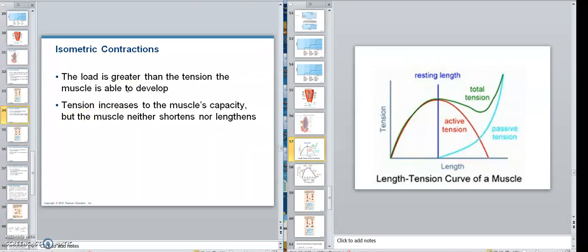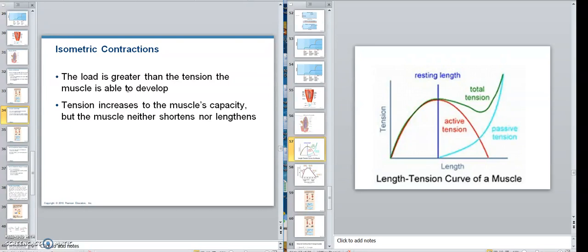Now those types of contractions are good. Let's say you're taking a trip, you're in a hotel room, you don't have your weights or anything, and you just want to do some isometric exercises just to keep your muscles tight and everything. That's isometric.